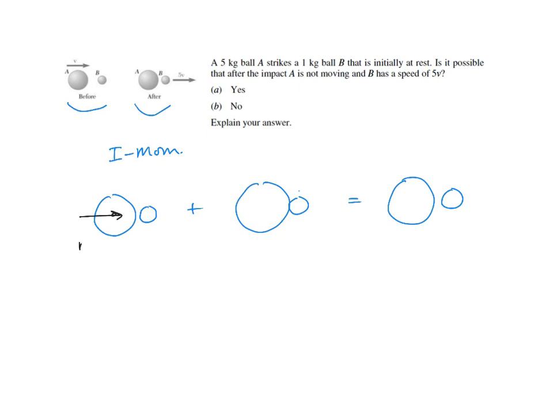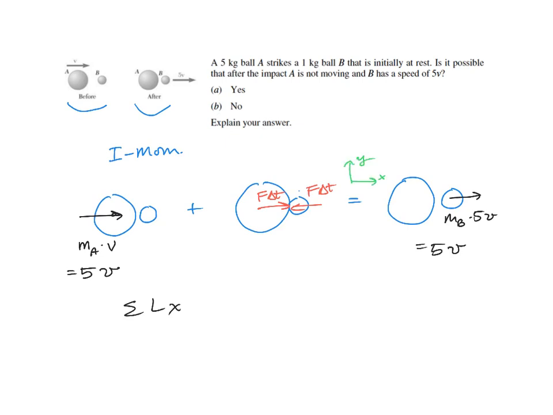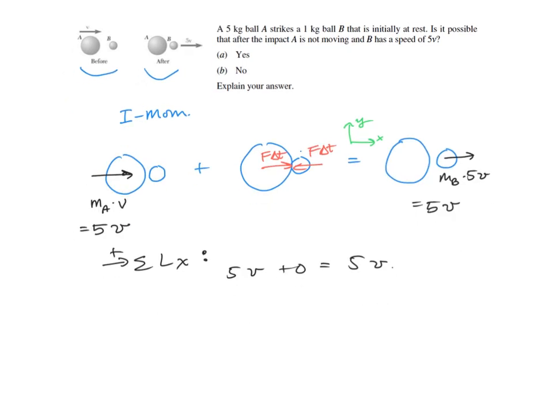So let's go ahead and look here. We've got the mass of A times v, and we're told that the mass of A is 5, so we've got 5v. Here I've got at impact our big F delta t, F delta t. After impact, I end up with the mass of B times 5v. I'm told the mass is 1, so I end up with 5v on the other side. If we sum linear momentum in the x direction, we can call that way positive. I'd end up with 5v plus 0 equals 5v. So the system passes the impulse momentum.